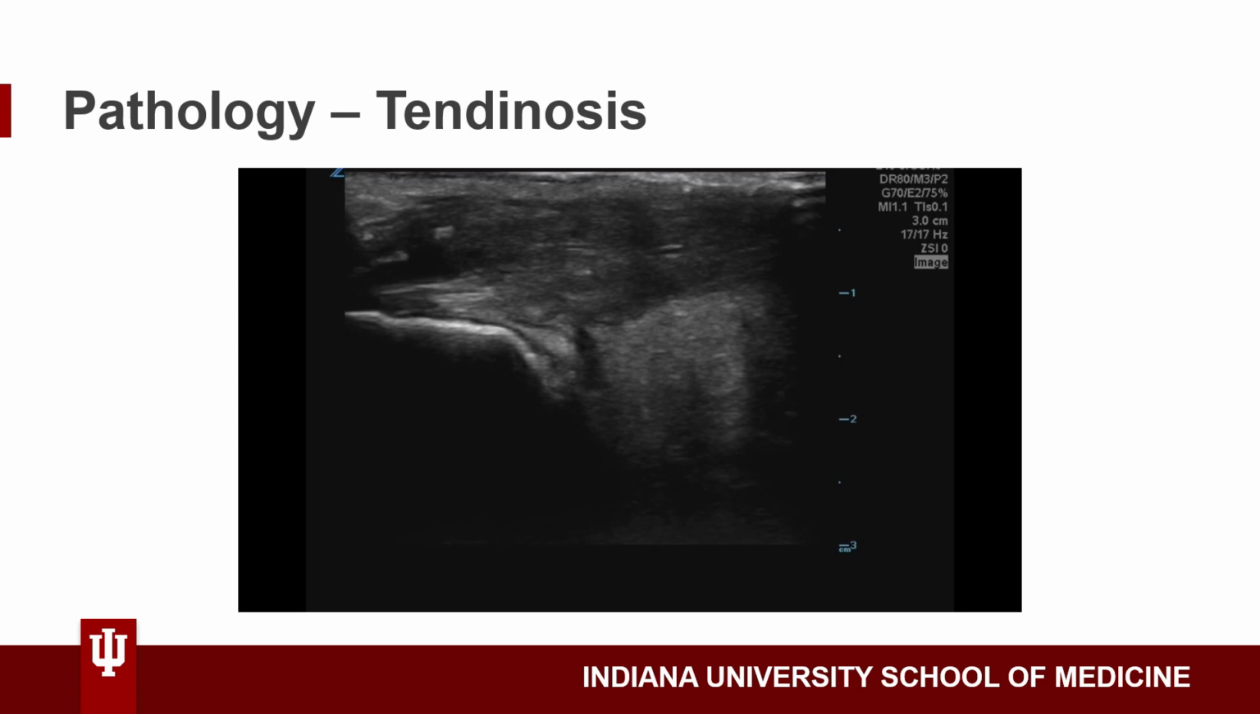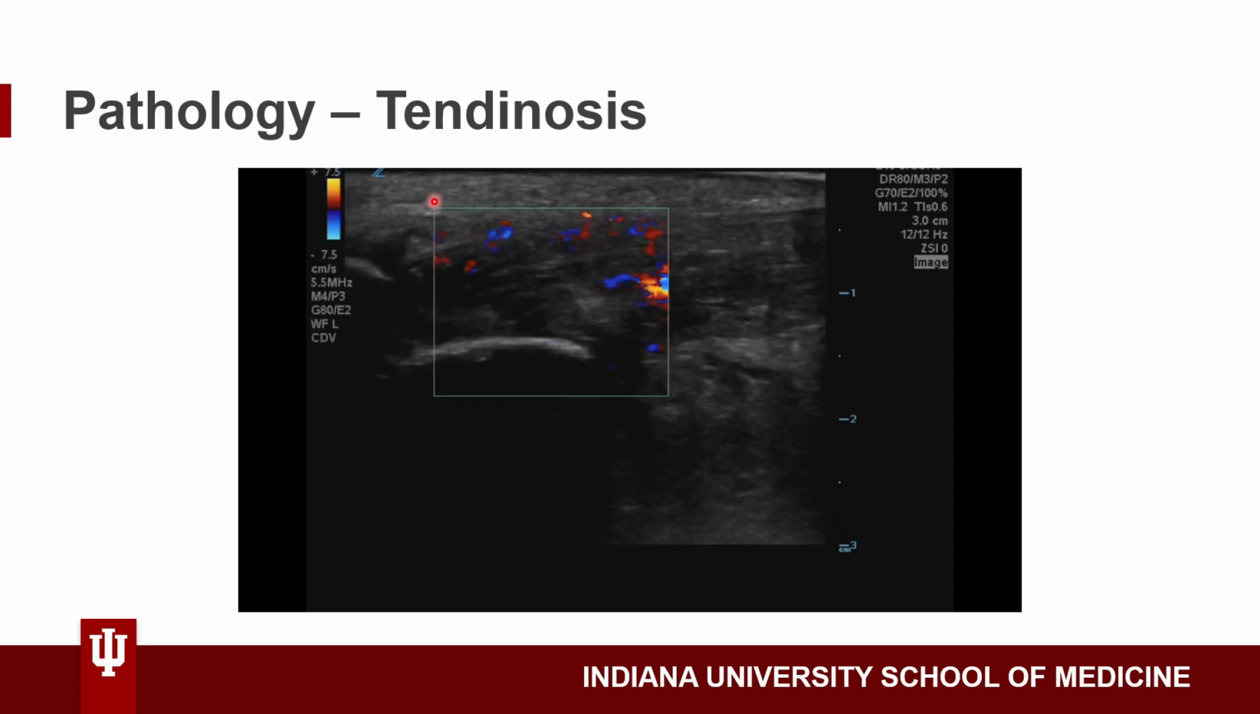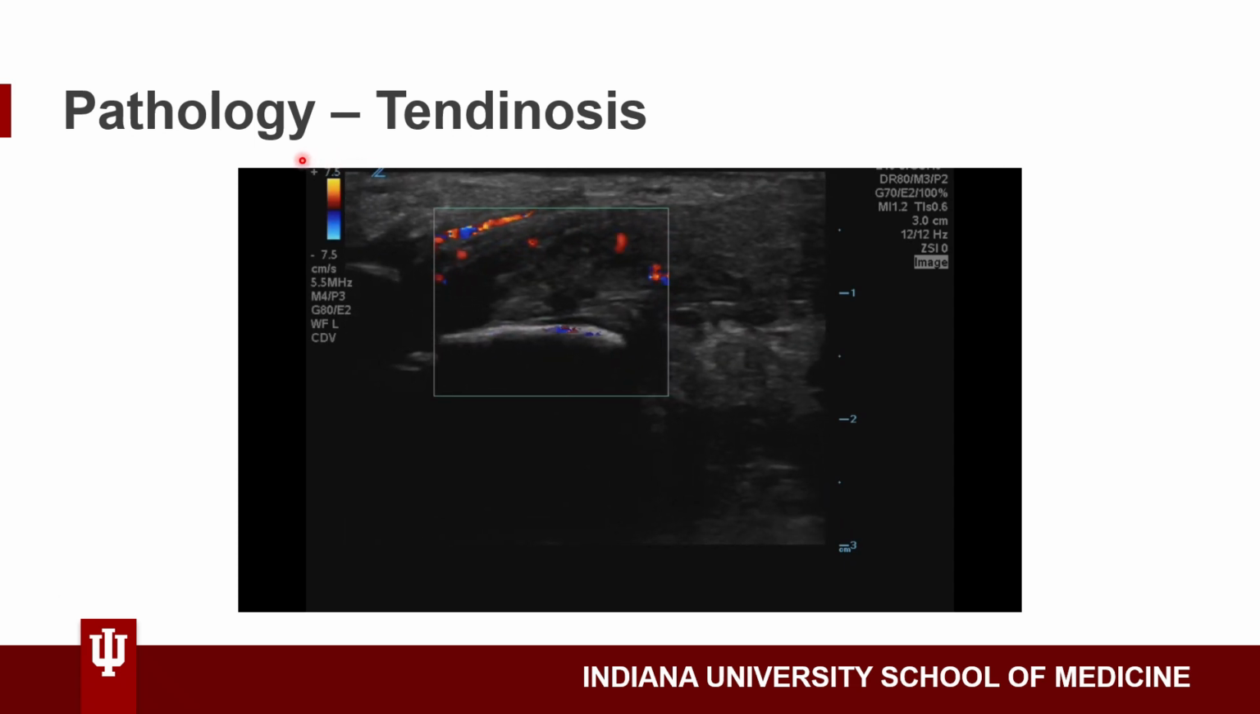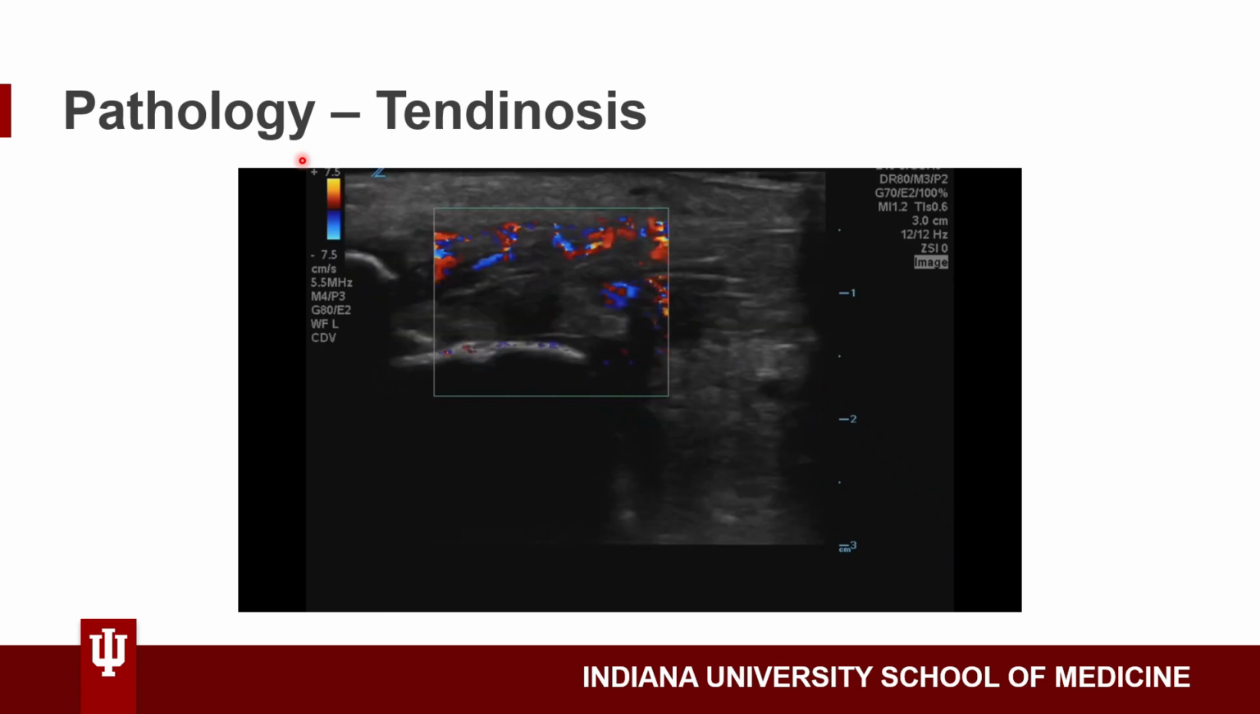Here's an example of tendinosis. We can see that the tendon is thickened beyond 1 centimeter, and the shape of the tendon is more curved. We can also see that this patient is receiving an injection. When we utilize Doppler flow, we can see that there's increased blood flow to this tendon. Usually, tendons are avascular.